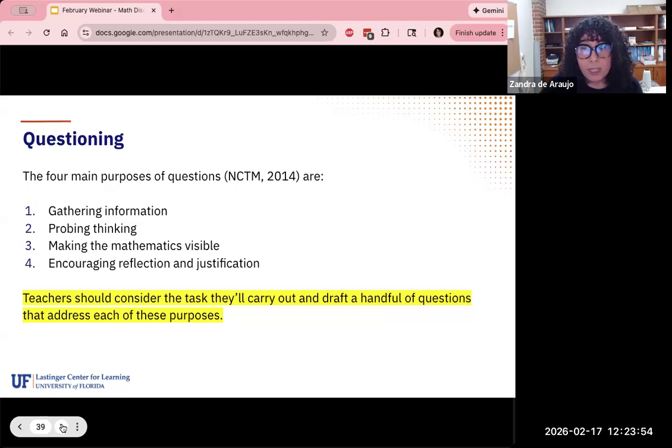So teachers should consider the task they'll carry out and draft a handful of questions that address these. So this is that basketball analogy, metaphor, analogy, I forget which is which, that I posed earlier. It looks like a great natural conversation, but when the game is going well in your classroom, you probably had some good questions in your brain ahead of time. So taking some time to jot down questions you might ask is actually quite beneficial to your lesson and to the quality of the discourse that happens afterward.